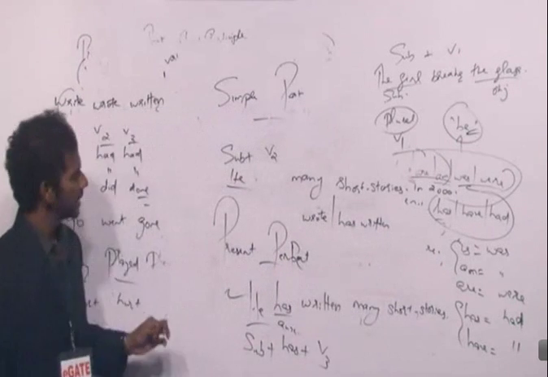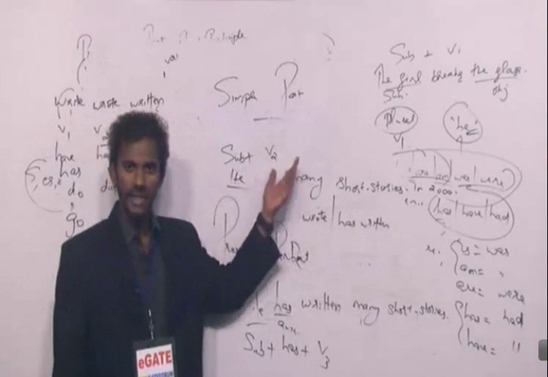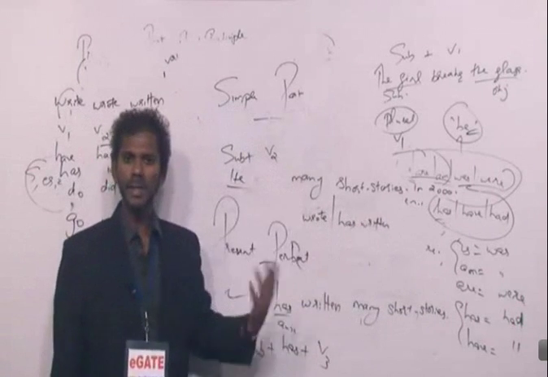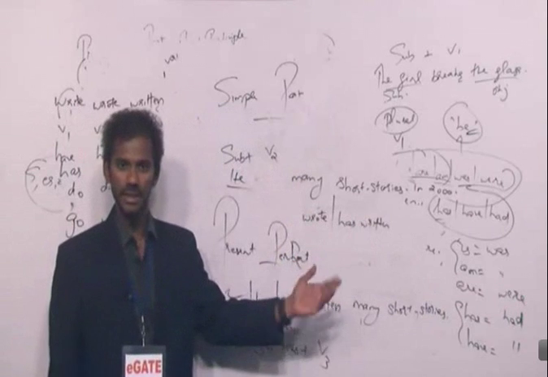Wrote, has written. Now wrote is simple past, V2. Has written is present perfect. Has plus V3. Clear? Fine.